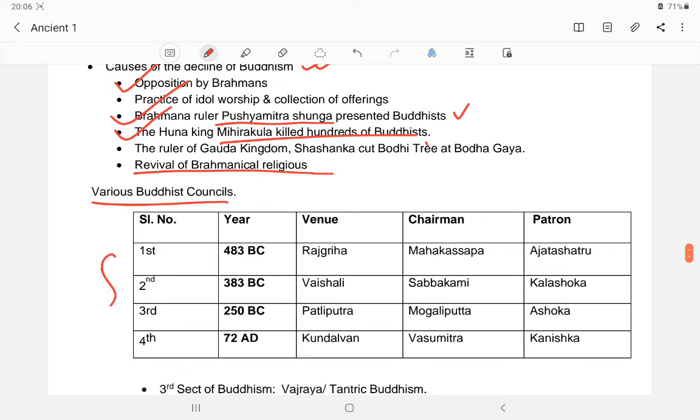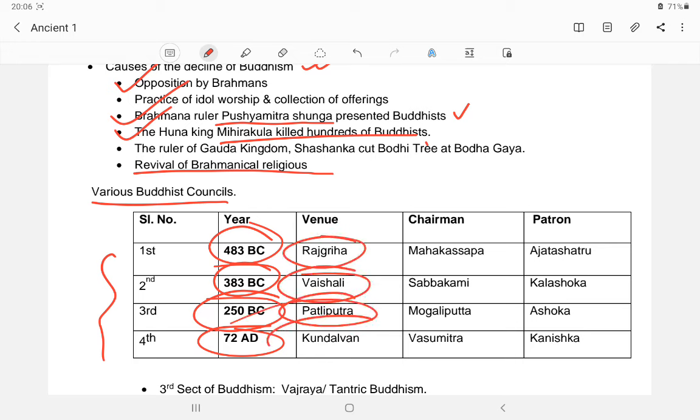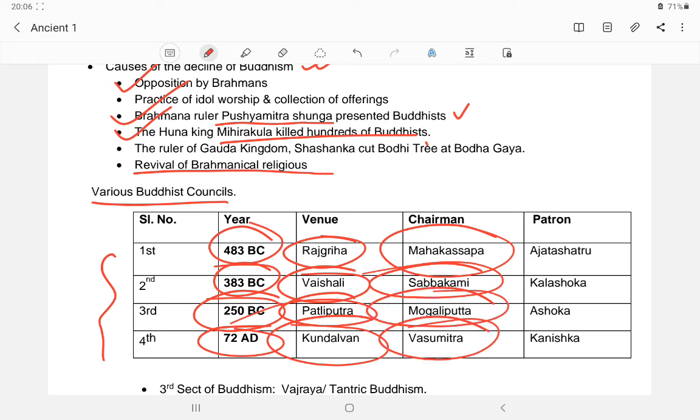Means Buddhist councils, let's see. For example, the first Buddhist council was in 483 BC, the second in 383 BC, the third in 250 BC, and the last in 72 AD. The venues were Rajgir, Vaishali, Pataliputra, and Kundalvan in Kashmir. The chairmen were Mahakassapa, Sabakami, Moggaliputta Tissa, and Vasumitra.